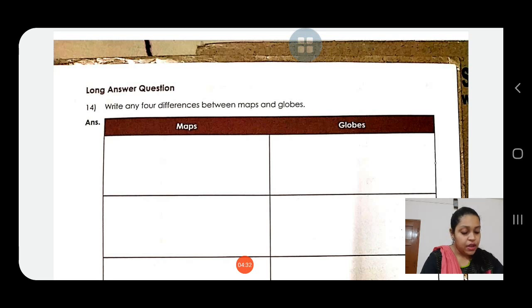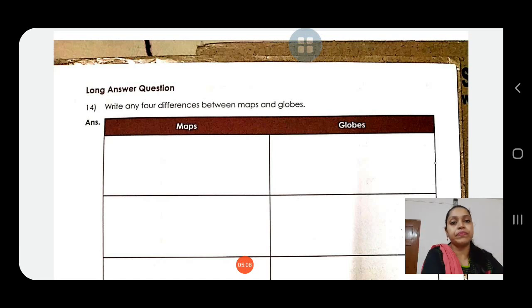Then globes. It's a small model of the earth that shows us what the earth looks like. Then maps. Again, second difference. We can see the whole earth at a time on a world map. A globe shows only one part of the earth at a time. Then C, maps provide detailed information of a place. A globe does not provide detailed information. Then D, maps are very easy to carry. Globes are difficult to carry around.